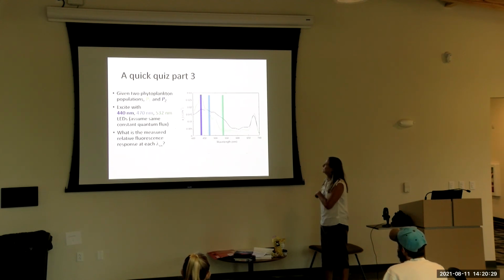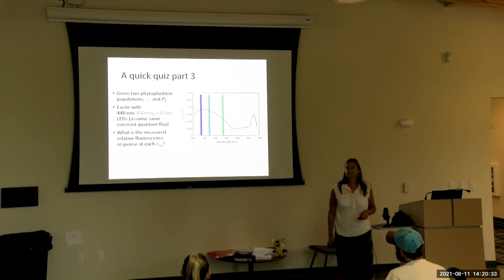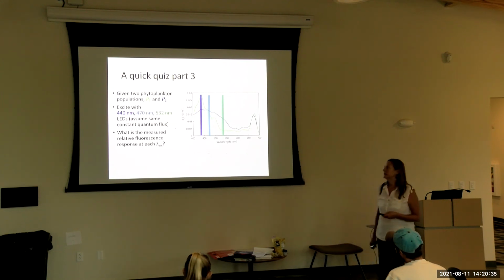Okay. So now I've got 2 different phytoplankton and 3 different wavelengths. And so what do you notice? Where are they similar? Where might they give us a similar fluorescence?